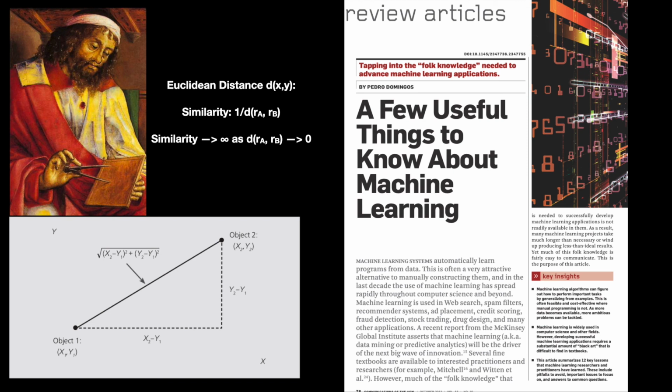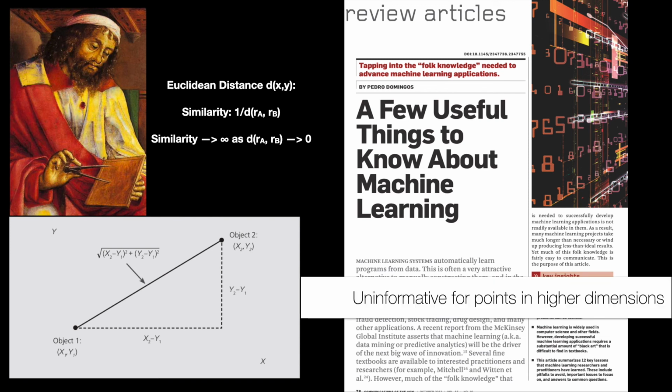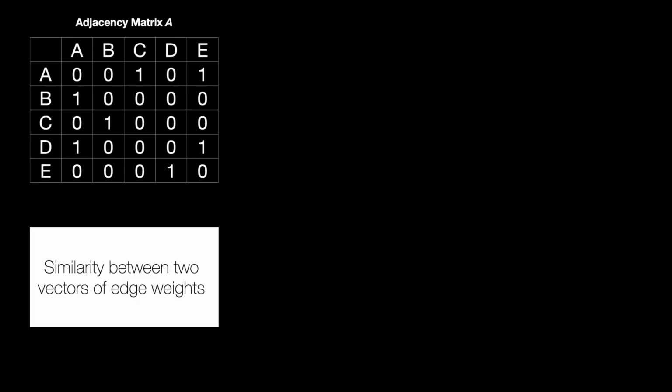Well, I encourage you to check out this review article by Pedro Domingos, where he talks about a few useful things to know about machine learning. One of the important ones is that when we start talking about high dimensionality, or items that are in a high dimensional space, as are many things in the current web environment, things like Euclidean distance start to break down. For really high dimensions, Euclidean distance is not a very good measure, because basically everything ends up being equivalently distant when you're talking about hundreds and thousands of dimensions. So let's talk about some other ways that we can operationalize similarity.